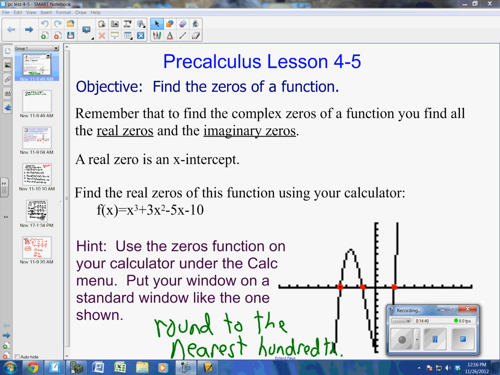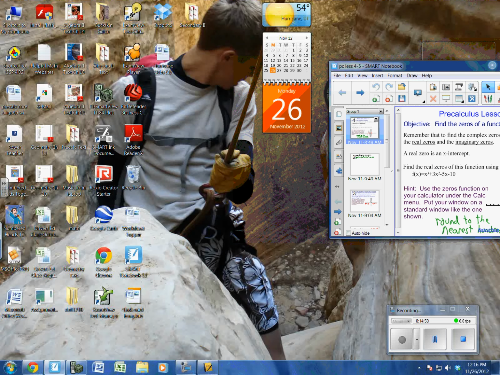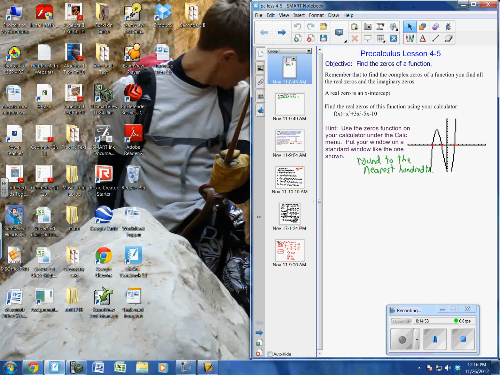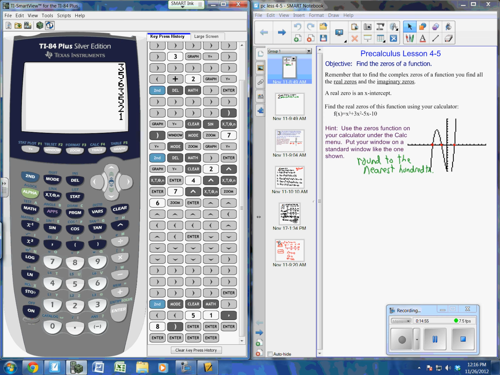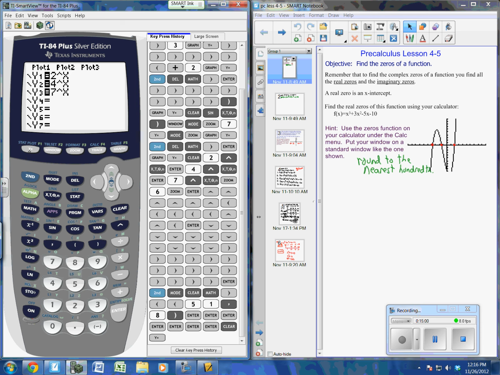Okay? I want you to find the real zeros of this function using your calculator. So do we all know how to put these in our calculator and find the zeros? Let's just do that really fast. I want everybody to pull out your calculator. I want to make sure we know how to do this. And you're going to go to your y equals and type in that equation.